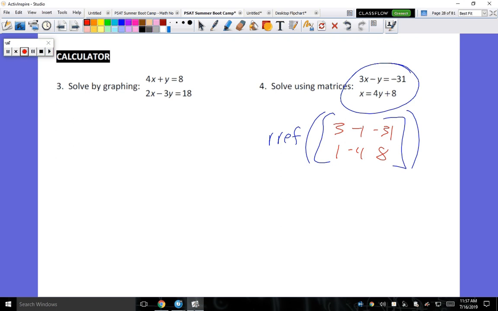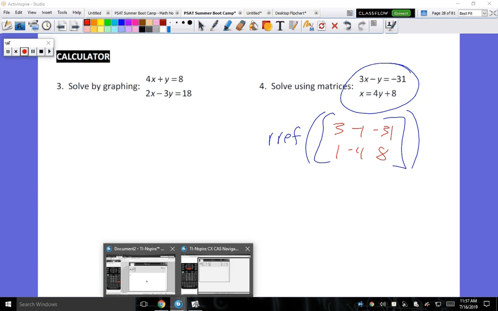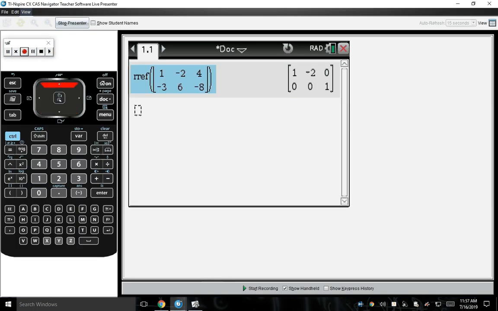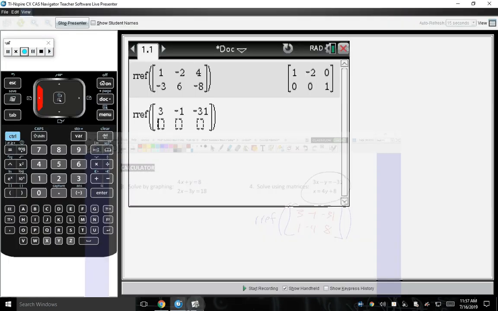And you can just scroll up if you want. Let me show you on the screen. You can scroll up if you want and then just change those numbers like this if you want, so you don't have to go through all the menus. Just get calculator acclimated, please. And you're just going to throw in those numbers. 3, -1, -31. And then you would have 1, -4, 8.